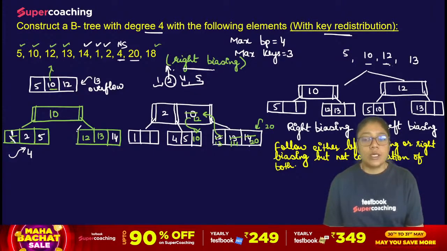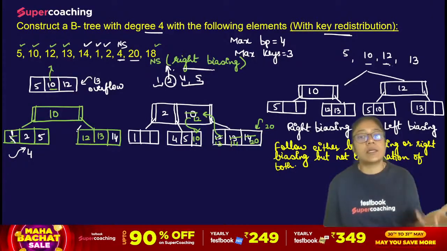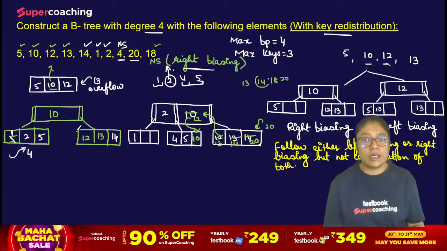Next one is 18. For that, we need to go for node splitting. Is this clear? For this, we need to go for node splitting as the left sibling is not ready to help. That is also full. So on the basis of which key will the node split? This comes out to be 13, 14, 18 and 20. So definitely it will be split on the basis of 14. So finally we'll get here 2, 4, 12 and 14.